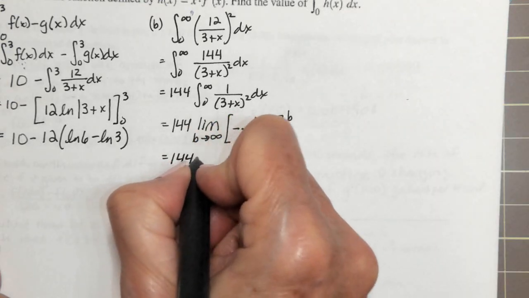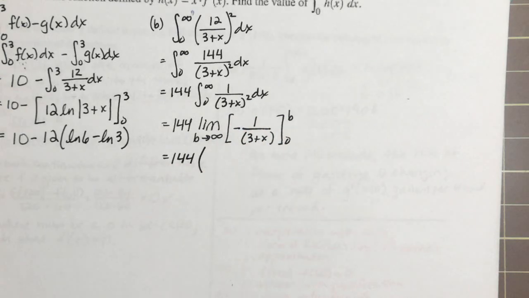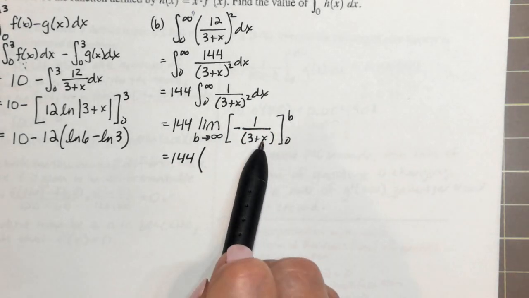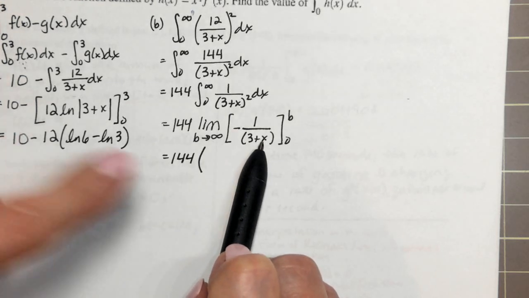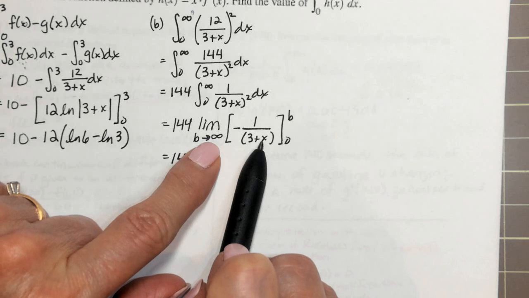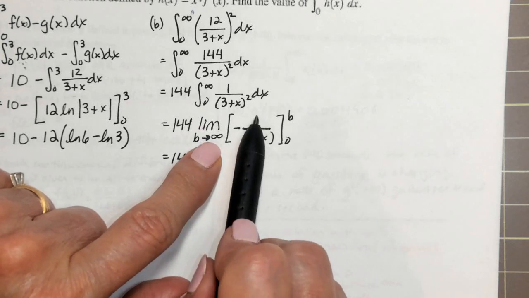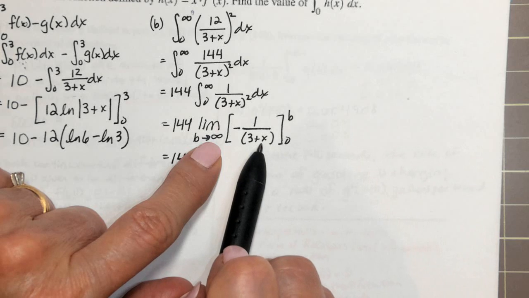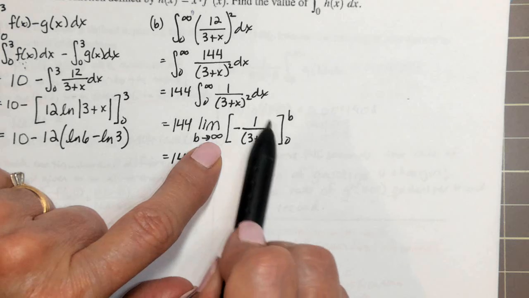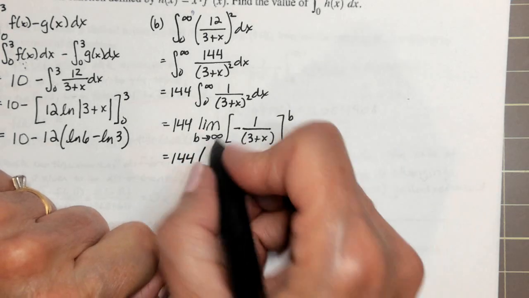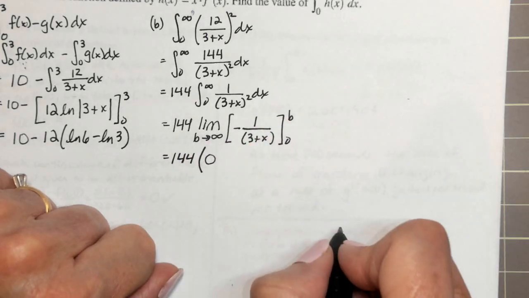So 144 times. Okay, put b in for x. B is going to be in the denominator, and b is going to infinity. The denominator is going to infinity. What is 1 over that going to do? It's going to go to 0. So this first piece, when we put b in, is going to 0.